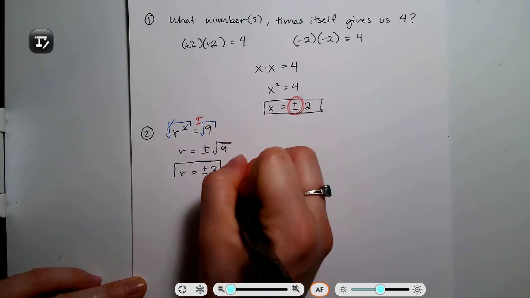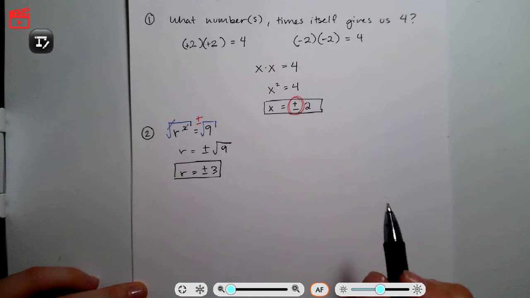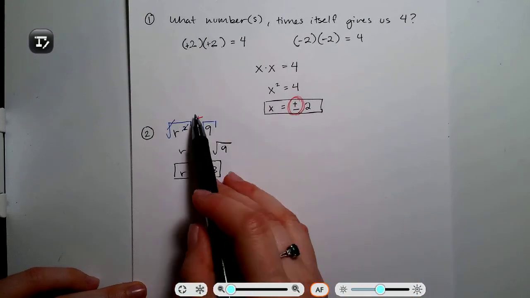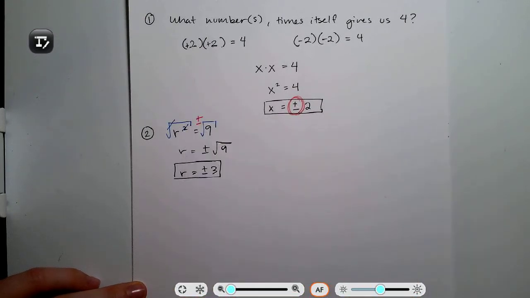And there we go, our 2 answers. And that was the square root property. We take the square root of both sides and we get plus or minus the square root.